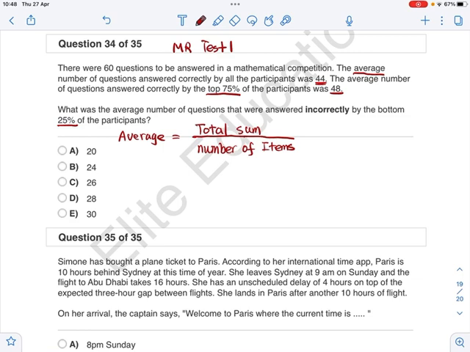If we check with the formula, the information we have been told is the average. We know the numbers of average, and we also know the total number of the questions. But what we are missing is the number of items, in other words, how many students there are. Instead of giving us the specific number of students, they're telling us 75% top and 25% bottom.